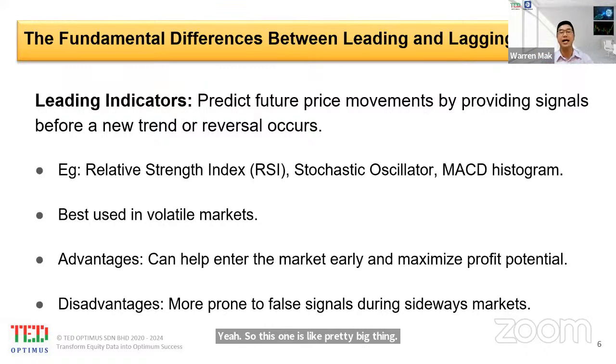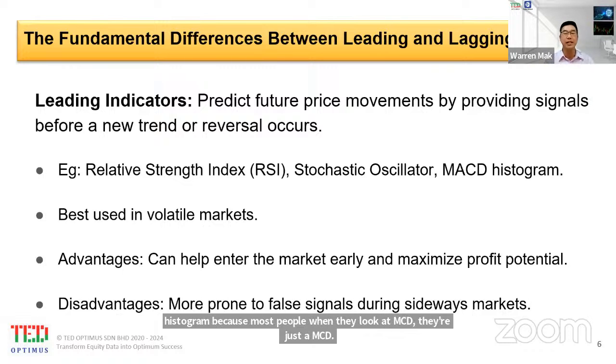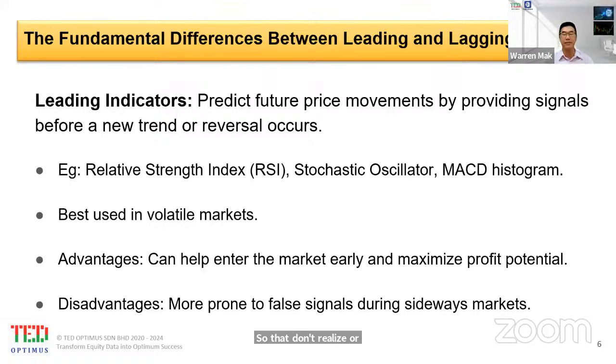For example, RSI or stochastic RSI, MACD histogram. Some might not realize that MACD has a histogram, because when most people look at MACD, they just say MACD. They don't make good use of the histogram. They only make use of the two lines, the signal line and the MACD line. Later on, we will use a chart to share with all of you.